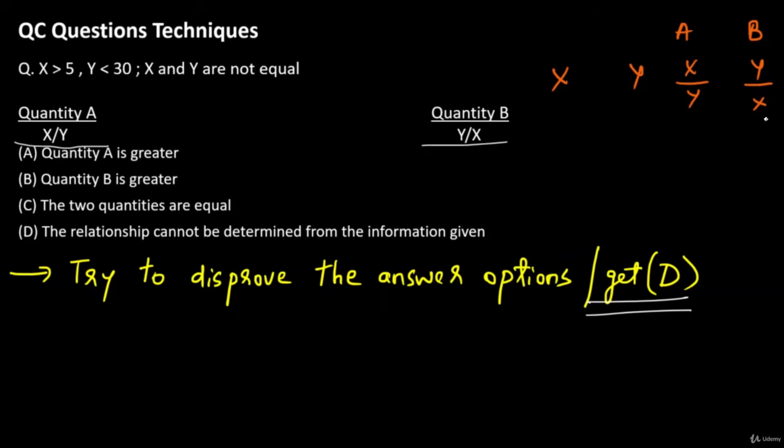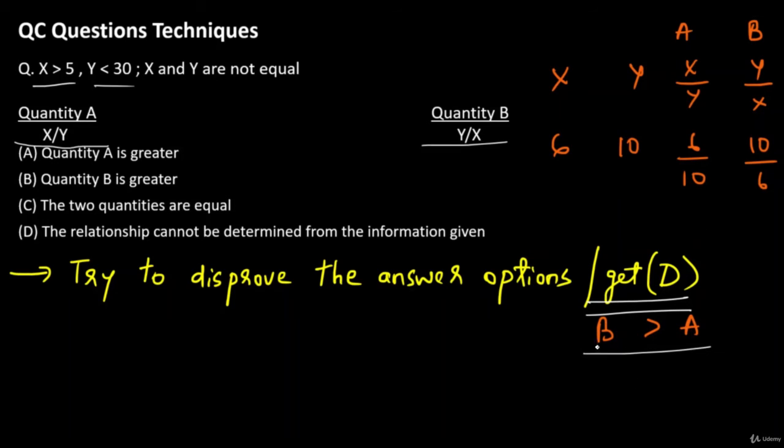Now let's take some numbers. If I take x as 6 and y as 10, is the condition satisfied? Yes, x is greater than 5 and y is less than 30, right? Now, what about quantity A and B? Quantity A is 6 by 10 and quantity B is 10 by 6. So clearly B is greater than A. All right, now let's try to create a scenario where this is not the case. All right, now that should be our aim, right?